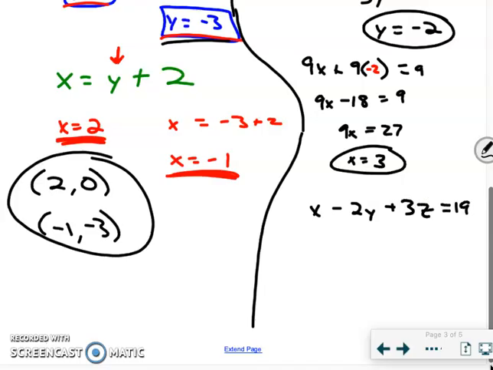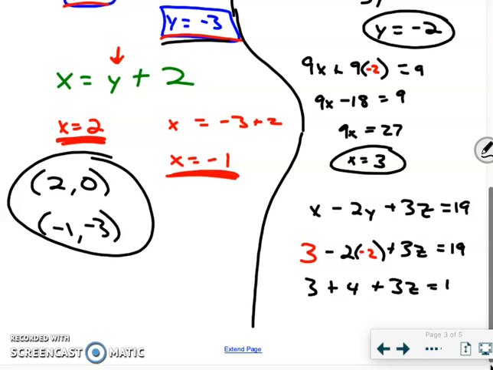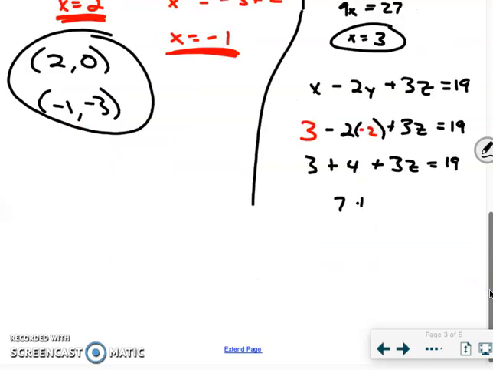But right now we know that x is 3 minus 2 times y, which we know is negative 2, plus 3 times z is equal to 19. So cleaning this up, 3 plus 4 plus 3z is equal to 19. It's going to clean up here, combining like terms. 7 plus 3z equals 19. Subtract the 7 over, 3z is equal to 12. And finally, we know that z is equal to 4.